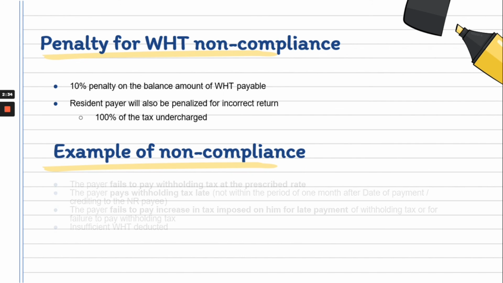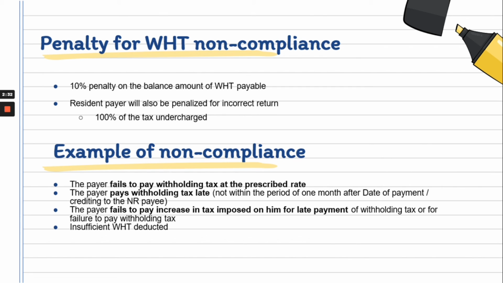Examples of non-compliance. The payer failed to pay withholding tax at the prescribed rate. The payer paid withholding tax late, which is not within the period of 1 month. The payer failed to pay the increase in tax imposed on him for late payment, and insufficient withholding tax was deducted.